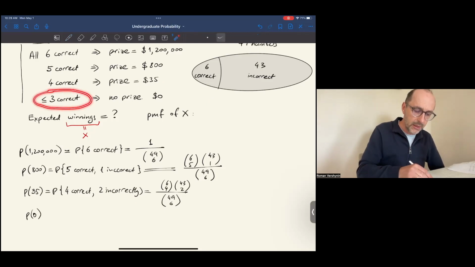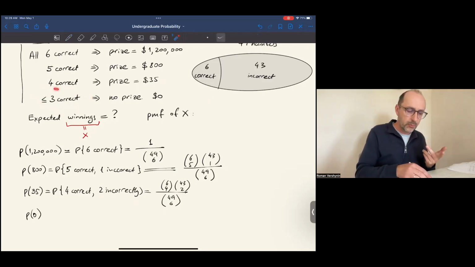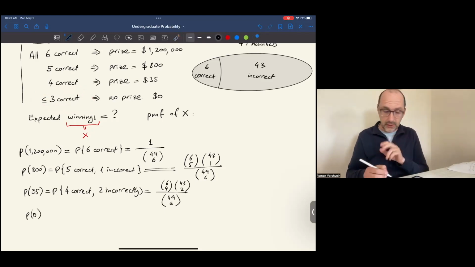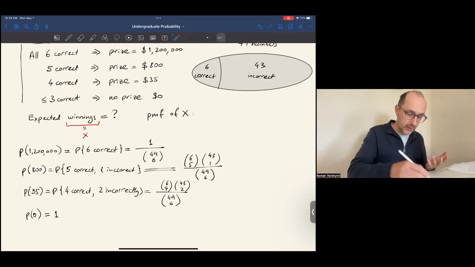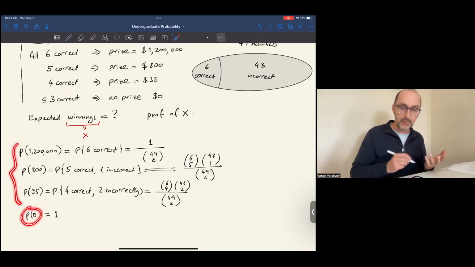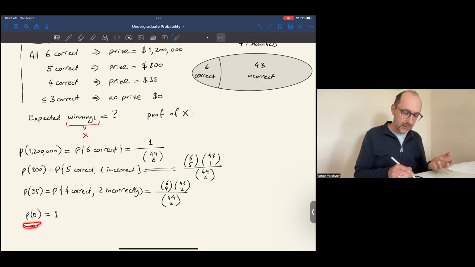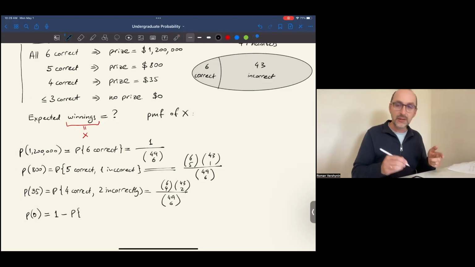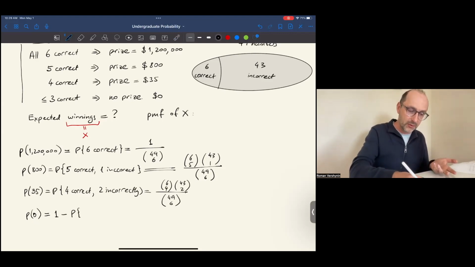Computing P of 0 may look tricky because there are so many scenarios: 0 correctly, 1 correctly, 2 correctly, 3 correctly. But there are 2 ways to get around it. To just realize that P of 0 is the complement of anything else. The probability to get no prize is 1 minus the probability to get the prize. And the probability to get some prize we have already computed. It's the sum of these.